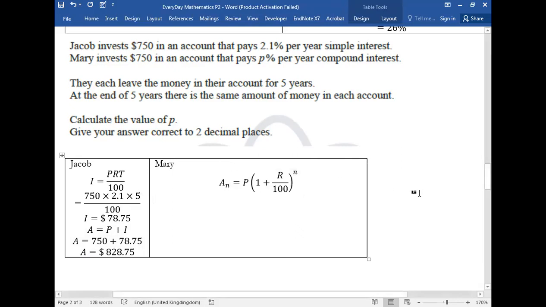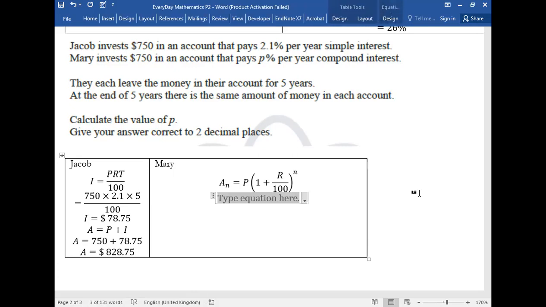This is what we use to find the amount after n years. If the amount is after 5 years and the rate is also per year, so we use R and N, दोनों consistent होने चाहिए. Both are per year, both are per month, or both are per quarters. Be careful about it. So I know the amount after 5 years. What is the amount after 5 years? 828.75.